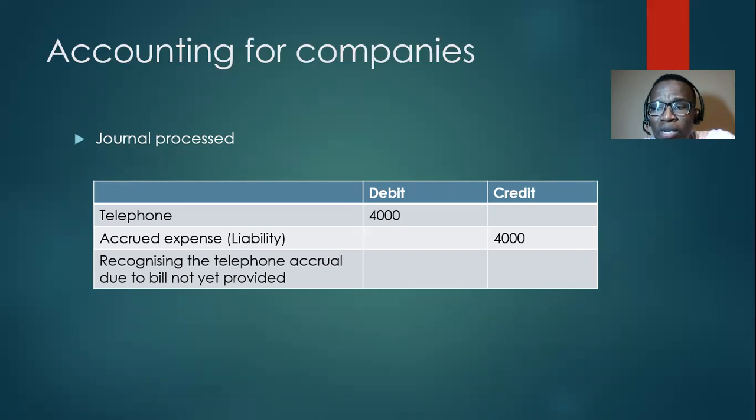So it has got an obligation. A liability is an obligation to make a payment. So it has a liability to pay that 4,000. That's why we have to recognize that 4,000.